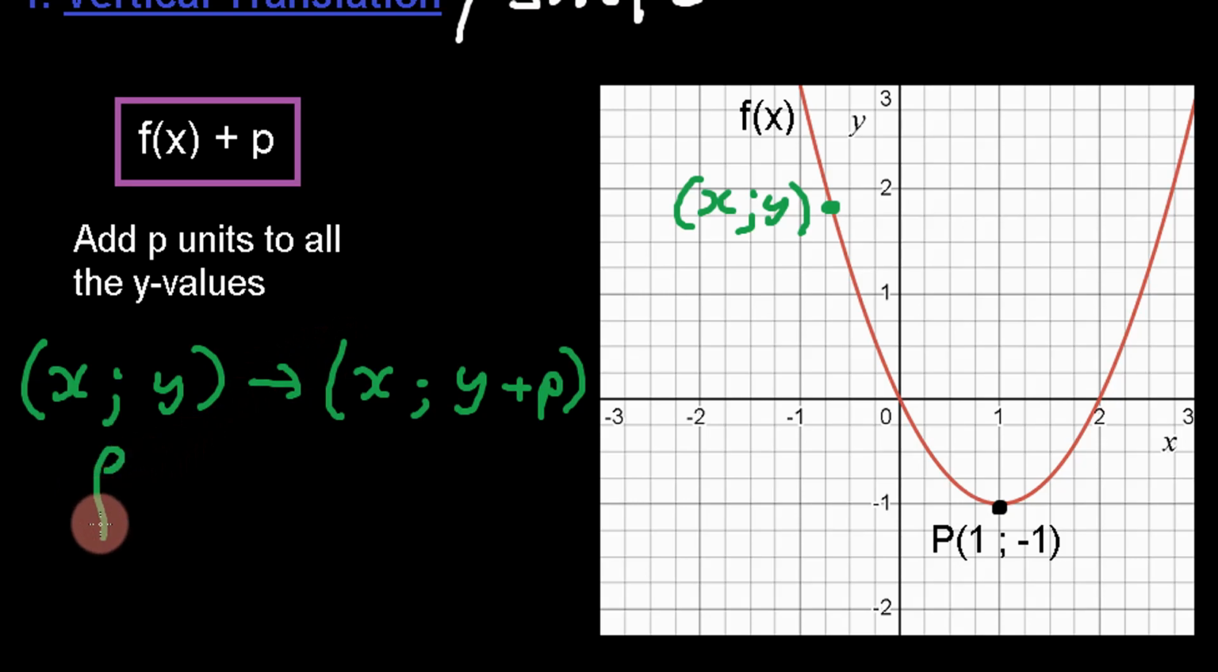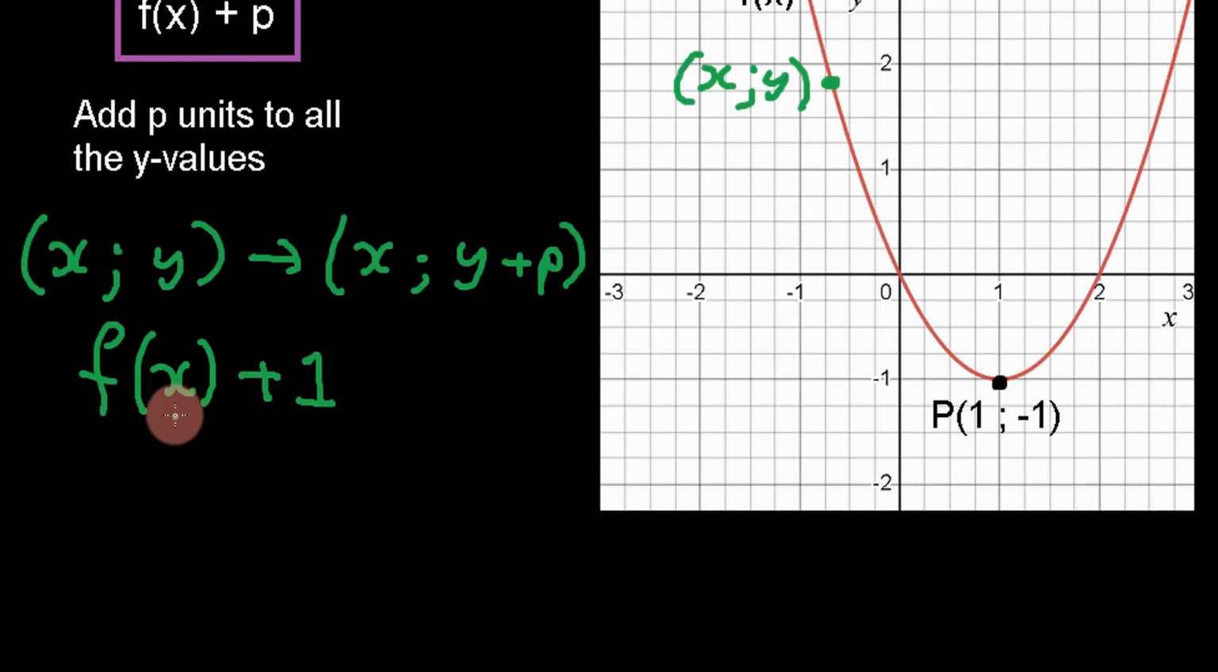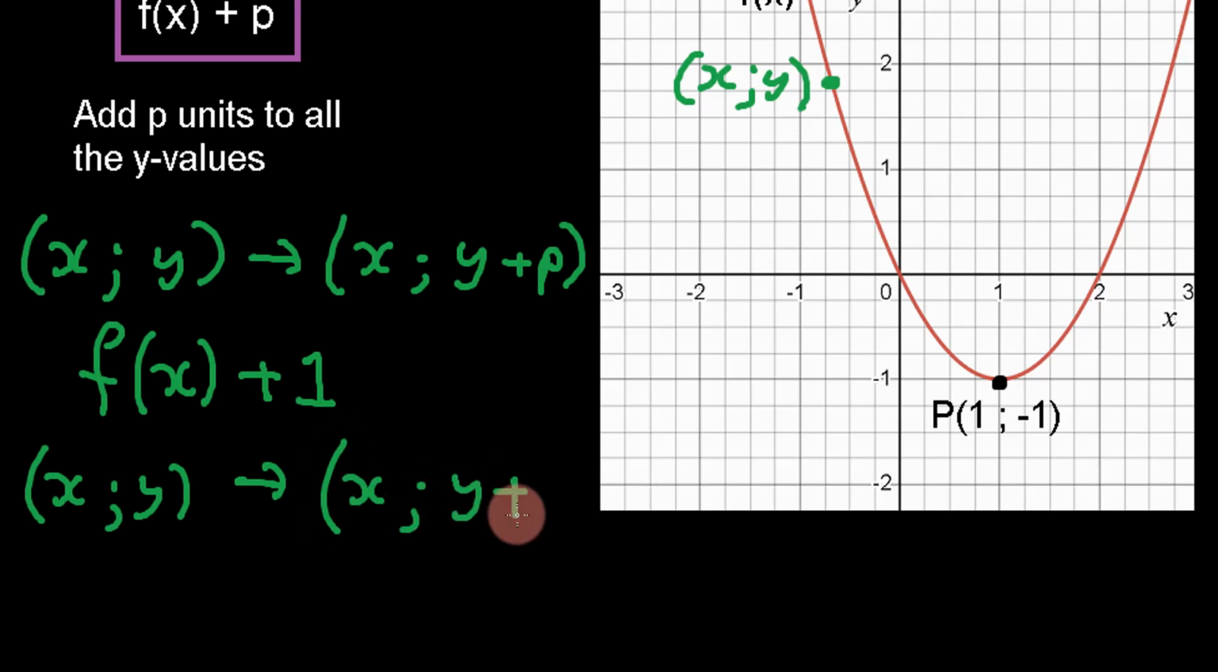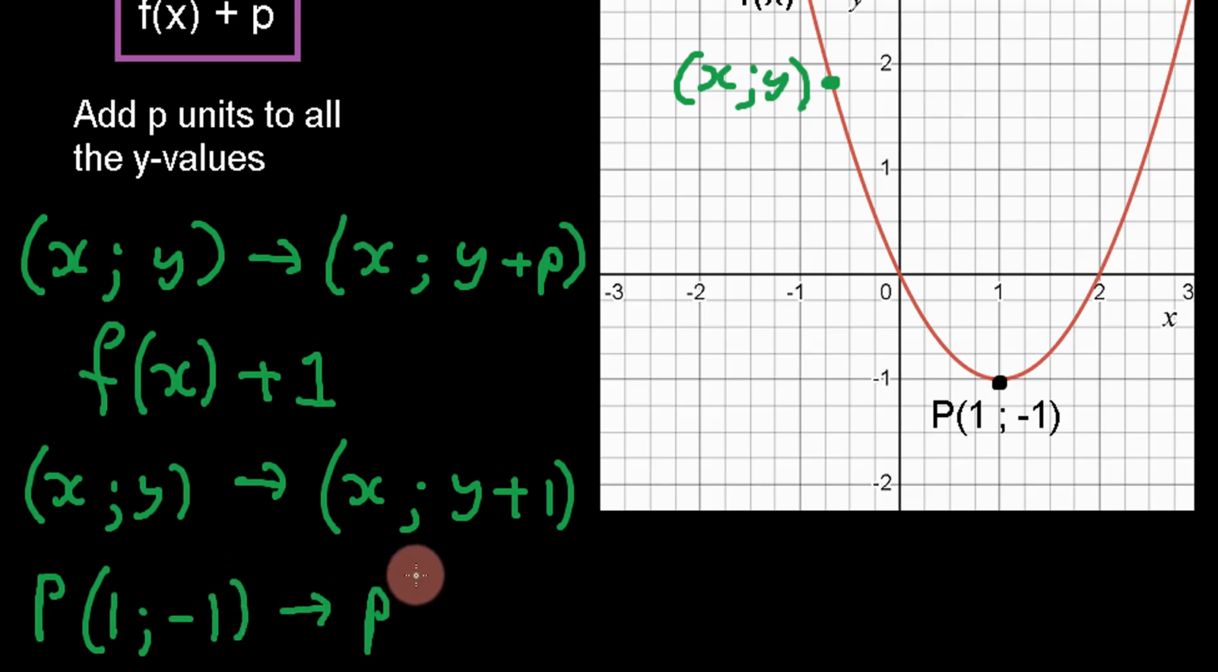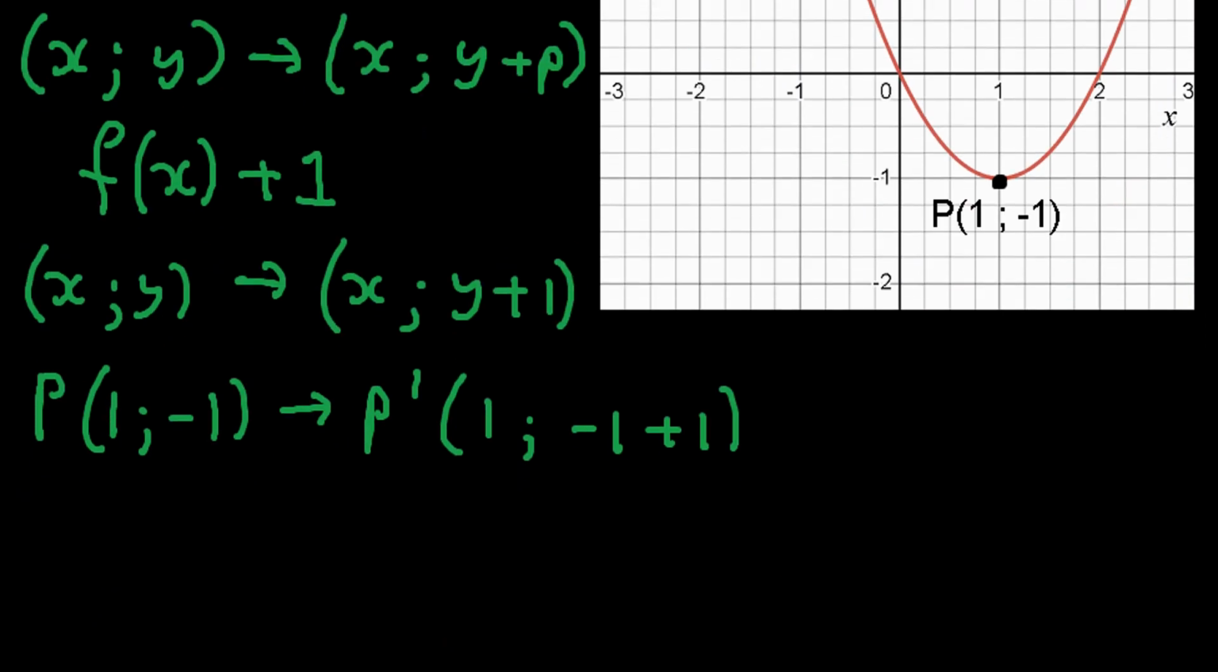Let's say we have the transformation f of x plus 1. So each point on this graph, let's say x, y, will be mapped to the point x, y plus 1. So if we take the point P, the turning point, which is 1, negative 1, it will be mapped to a point P prime. Nothing happens to our x's, so 1. And then we add 1 to the y's, so negative 1 plus 1. And of course, this is the same as P prime, 1, 0.